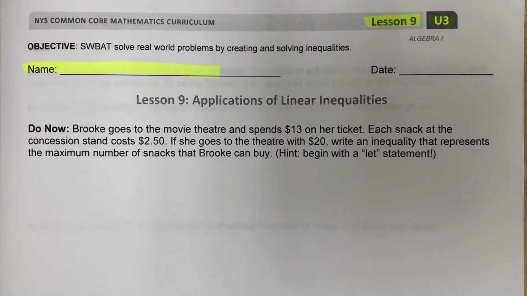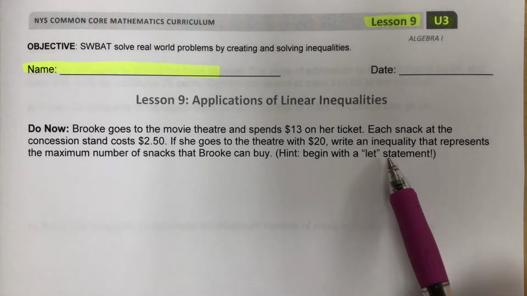It says, Brooke goes to the movie theater and spends $13 on her ticket. Each snack at the concession stand costs $2.50. If she goes to the theater with $20, write an inequality that represents the maximum number of snacks that Brooke can buy. And then it has a hint. It says we should begin with a let statement.